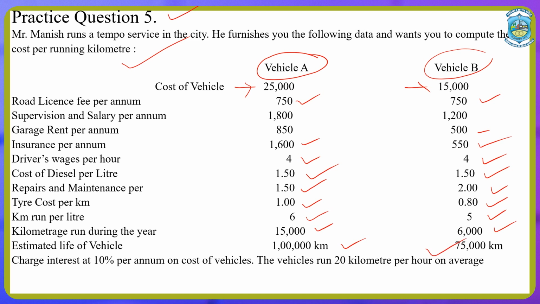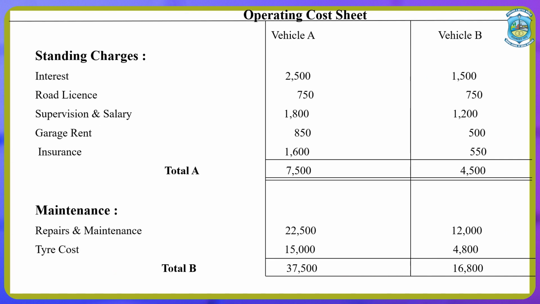and for vehicle B, 75,000 kilometers. Charge interest 10% per annum on the cost of the vehicle. Vehicles run 20 kilometers per hour on average. Operating cost formula, this is the format in which we have to calculate. This is section A in which we will calculate standing charges.